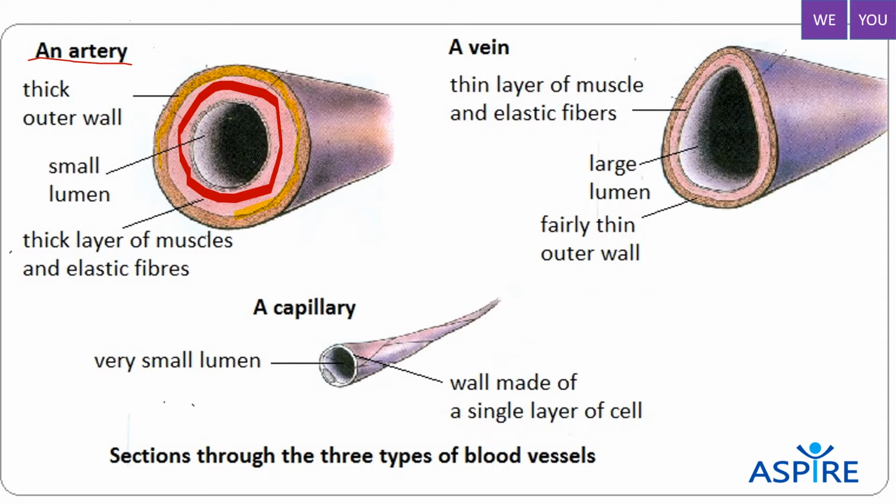Now the vein has a very large lumen as opposed to the artery. So you look back over at the artery, you can see that the artery in the center bit, this bit here, has quite a small lumen compared to the vein on the other side. So they're the key differences between a vein and an artery, and then we look down to a capillary.